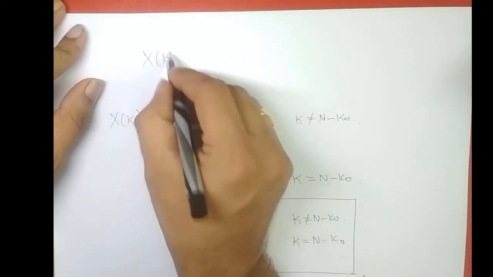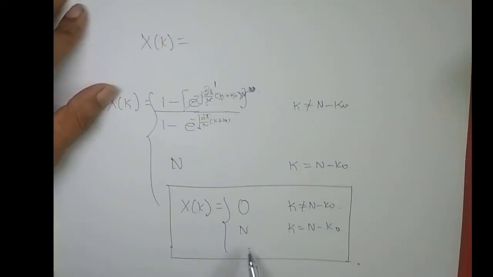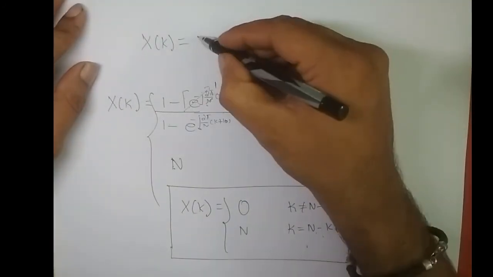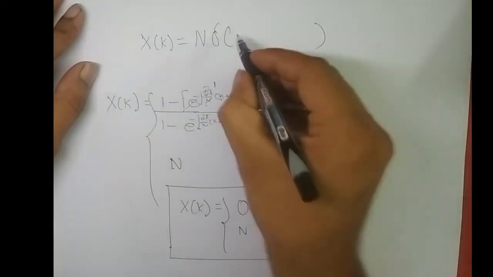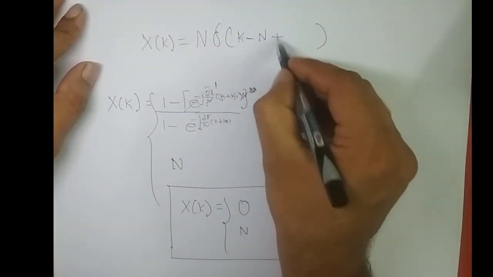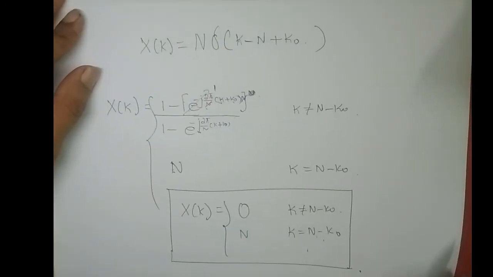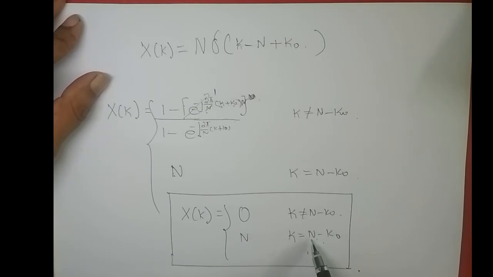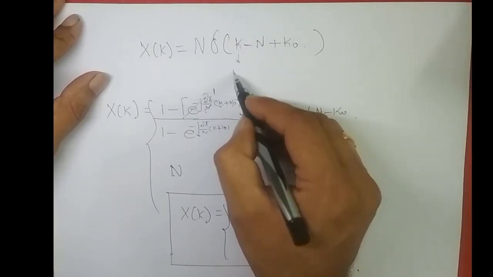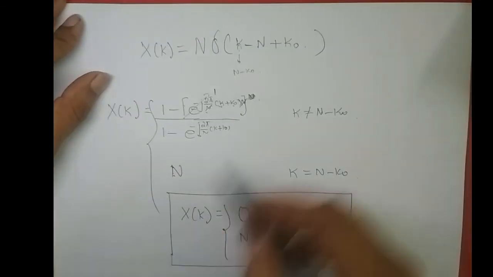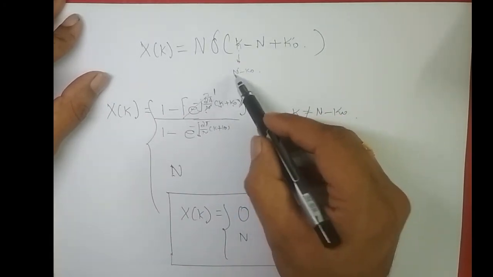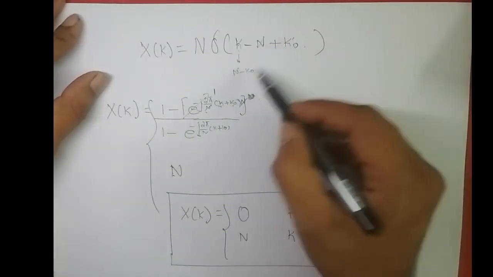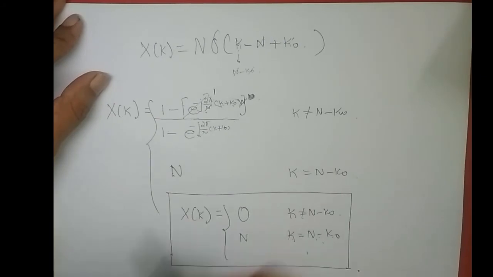I can do that. So how do we do that? X of k is equal to, so I can use delta function and write this equation. So how is it? N into delta of k minus N plus k naught. Okay, how did I write this? When k becomes equal to N minus k naught, so what happens? Plus k naught minus k naught cancels out, right? And plus N minus N cancels out. I end up with delta of 0.